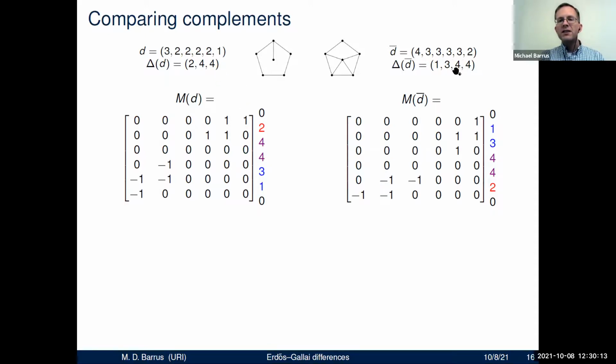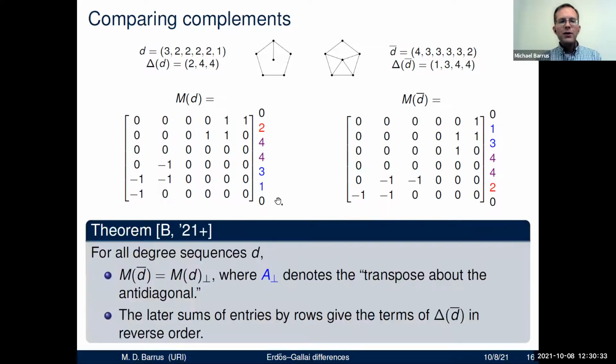Now, if I look at the differences for the other graph, 1, 3, 4, 4, I'll notice that the 1, 3, 4, 4 shows up in reverse order as I count upwards from the bottom of M of D. And the differences for D show up as I count upwards from the bottom of M of D bar. So we'd like to show that the differences of the difference matrices of D and of the complement of D are transposes across the anti-diagonal.